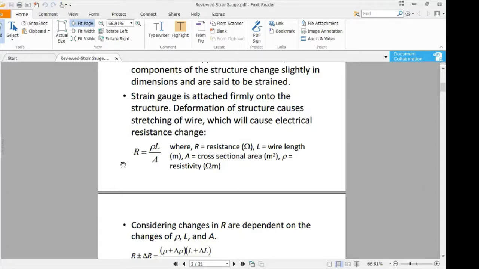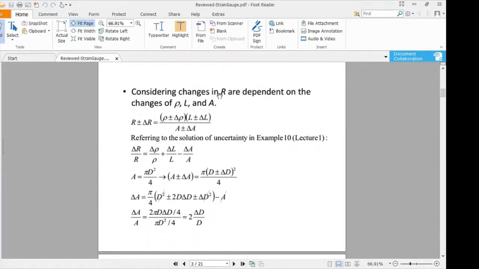From these equations, we know that the resistance of the strain gauge is related to rho, which is the resistivity of the material and can be a sensitive function of temperature, then the length L, which is the wire length, and A, which is the cross-sectional area. Considering the changes in R, the resistance of the strain gauge depends on the changes of rho, L, and A. So the total uncertainty, the resistance change, can be found by having the uncertainties in each of the parameters.